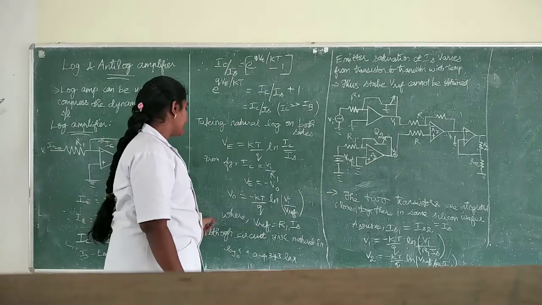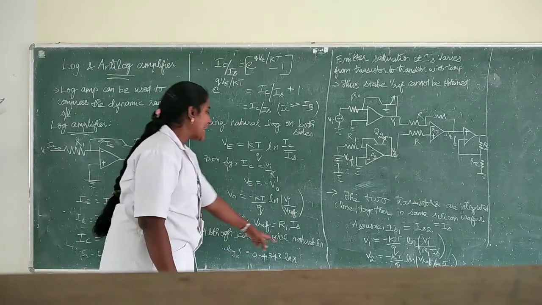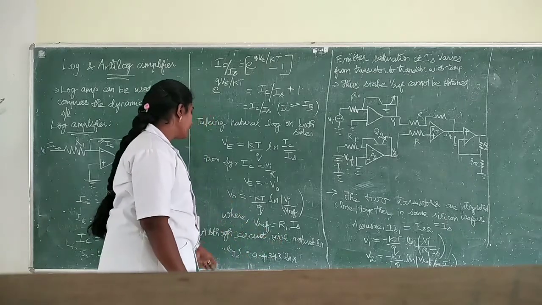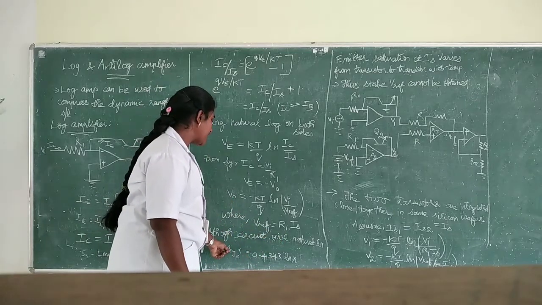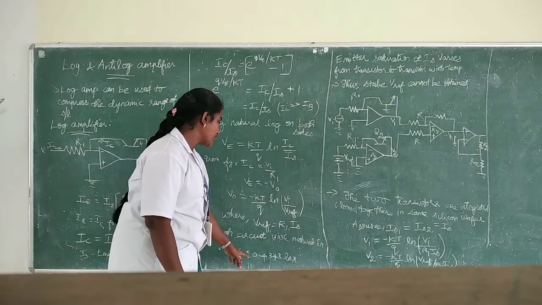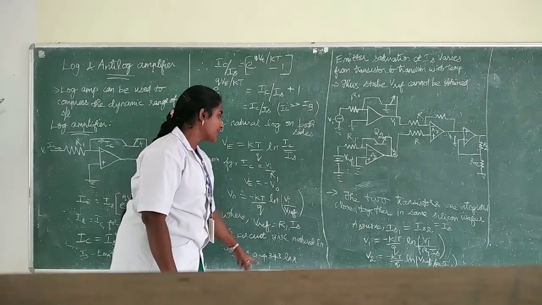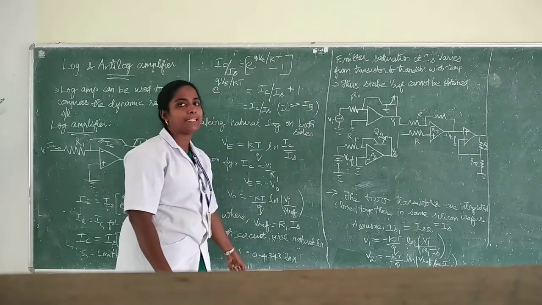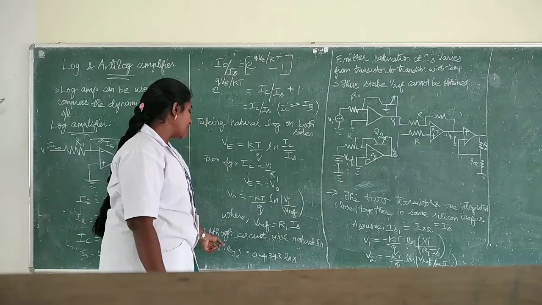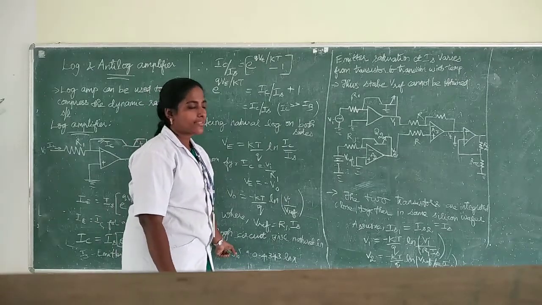That equation gives the natural ln. This circuit gives the natural ln, but log base 10 can be found by multiplying the natural ln by the value 0.4343. By multiplying by 0.4343 you can find the value of log base 10.